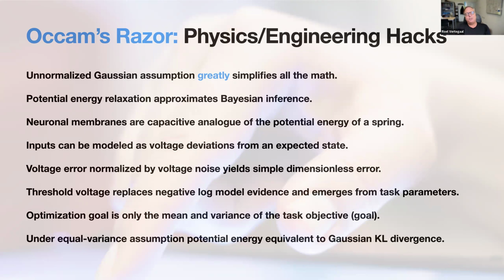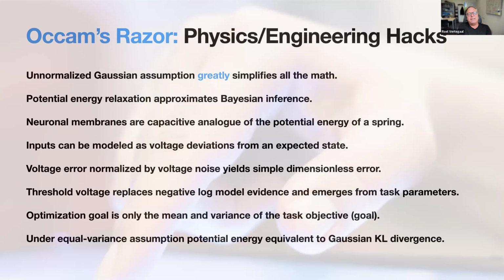Potential energy relaxation of a particular kind, particularly that of a Hookean spring, approximates Bayesian inference. And so what's interesting about that is that we don't need to take a negative logarithm of a normal distribution in order to get something like free energy. We actually start with the energy to begin with. The brain lives in an energetic world. It computes energies, not Bayesian normal distributions.